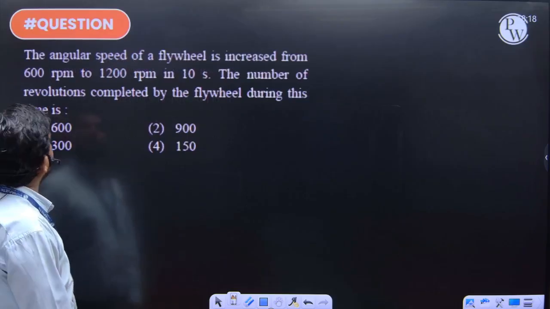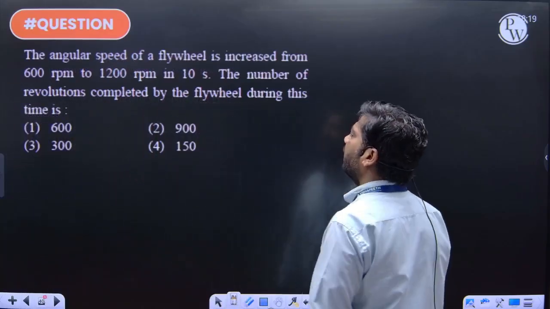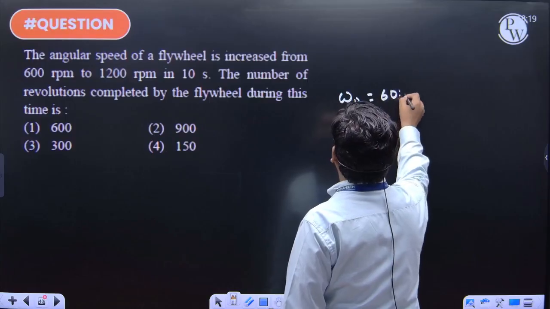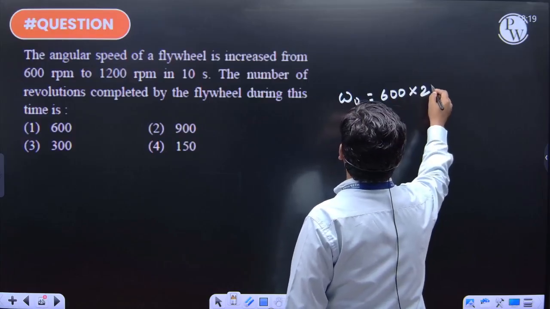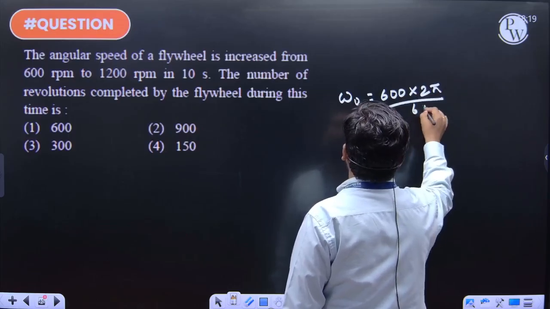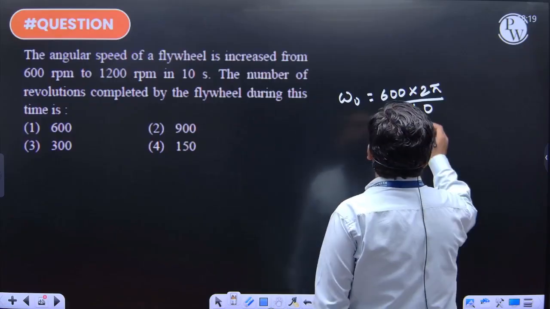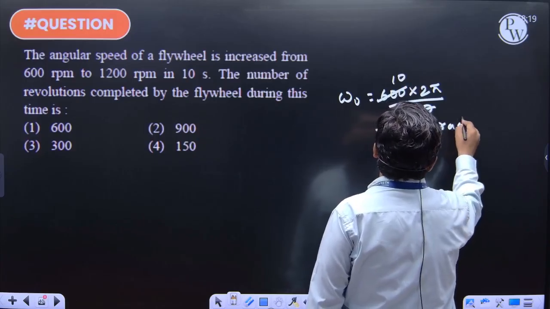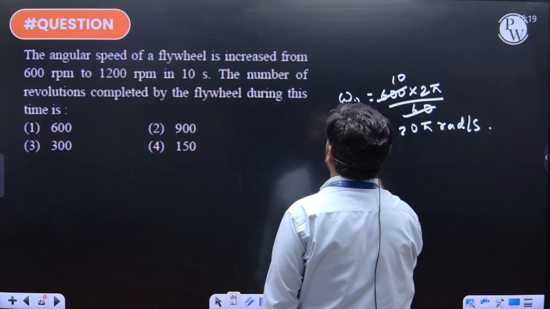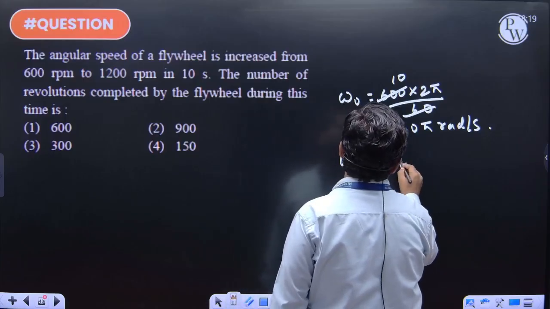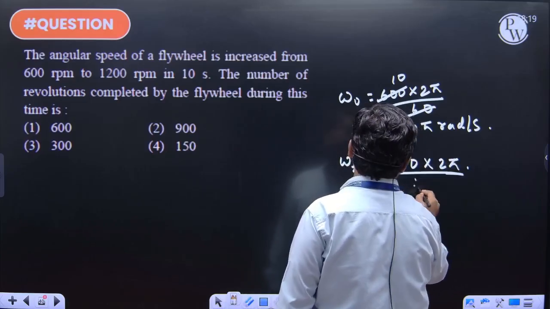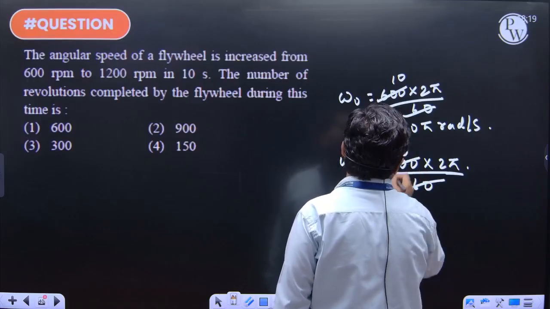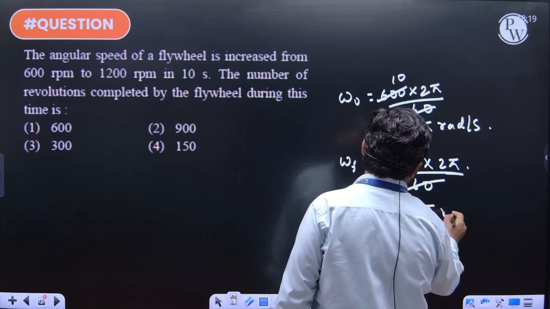Next. The angular speed of a flywheel is increased from 600 rpm to 1200 rpm. So omega naught is equal to 600 rpm. Rpm means rotations per minute, so multiply by 2 pi by 60. That is 20 pi radian per second. What is omega final? Omega final is 1200 rpm, so 1200 into 2 pi divided by 60, that is 40 pi radian per second.